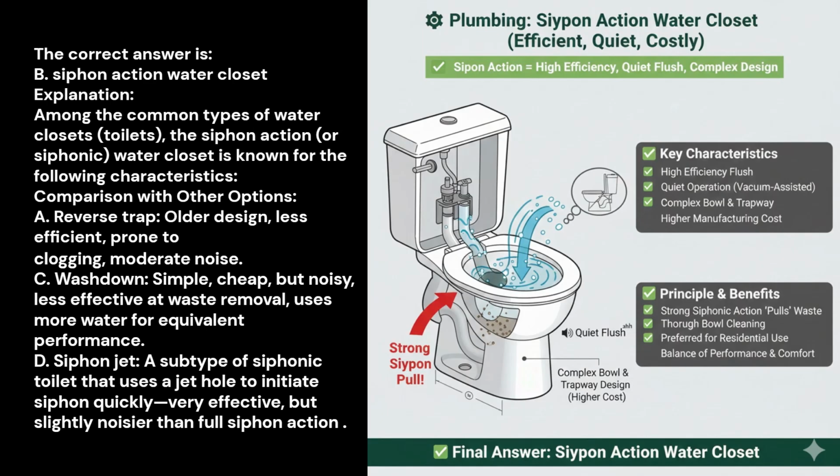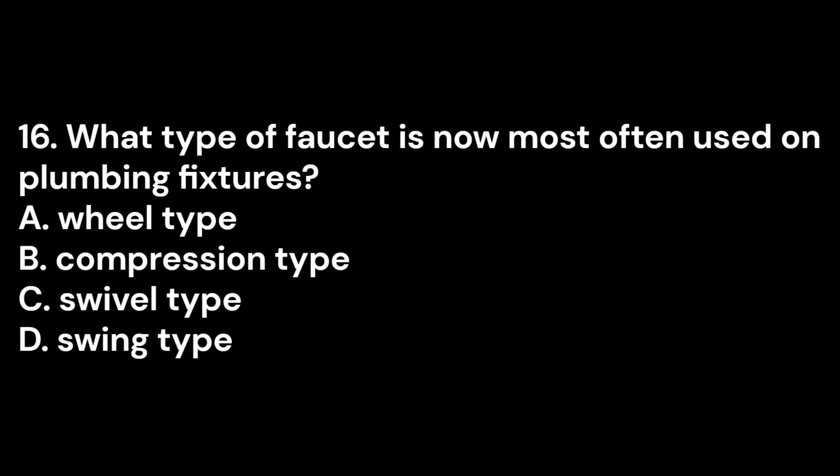Note, terminology can vary by region, but in standard plumbing references, like IPC, ASPE, or textbooks, siphon action refers to the quiet, efficient, full-bowl siphonic flush commonly found in residential toilets in North America. Therefore, the best answer is B. Siphon action water closet.